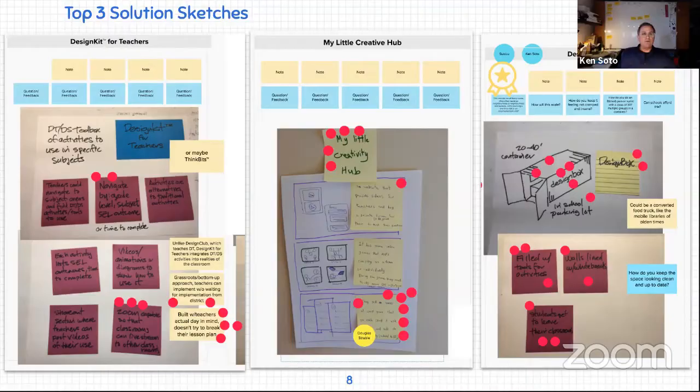But the top vote getter of our solution sketches was this idea called Design Box. And Design Box, we imagine it as a mobile lab for design thinking, kind of like a maker space that would travel from school to school. It would get dropped off at a school for a short period of time. We wanted to see where that would go, what kind of excitement we could create with the idea of this kind of mobile lab that would be dropped off at a school.